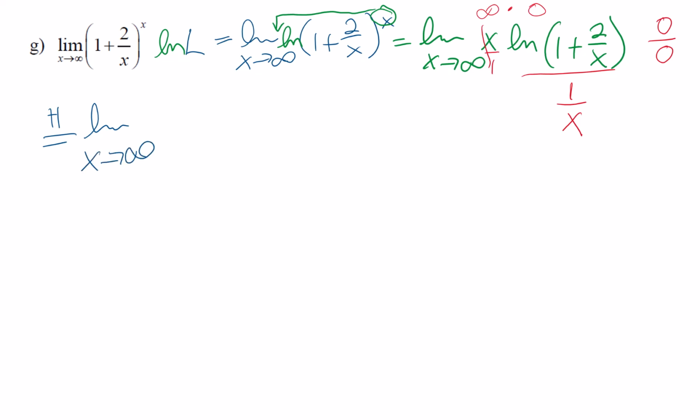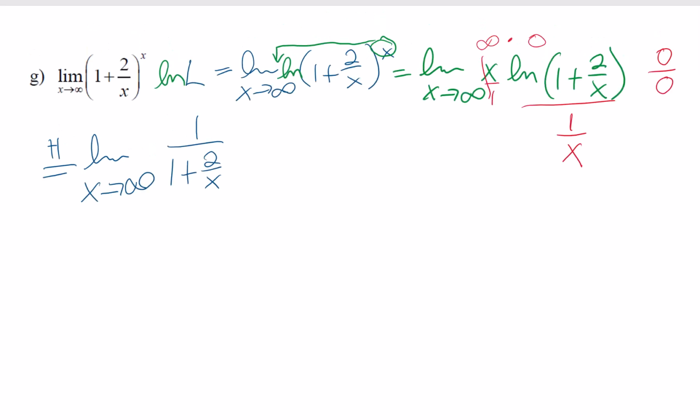I need to take the derivative of the top. The natural log would be 1 over what's inside the natural log, but then the chain rule applies. We need to multiply by the derivative of what was inside that natural log, and the derivative of 1 is 0, but the derivative of 2 over x is going to be negative 2 over x squared. And that's just on top because it's multiplied by the 1, so I don't need to write the 1 anymore.